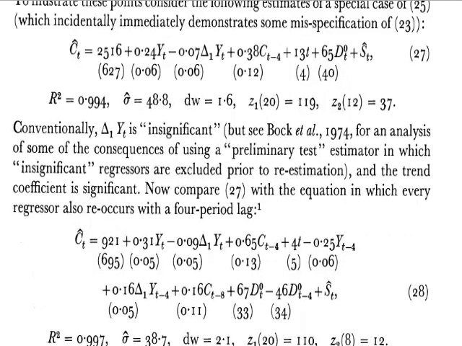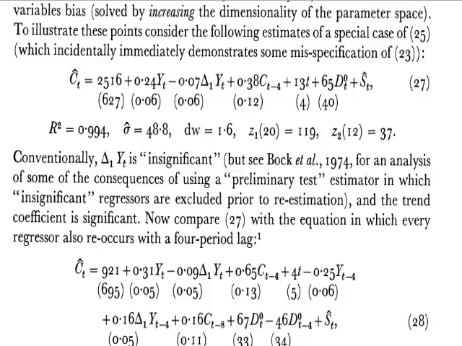Okay, so what's different here? The trend, exactly. So, to illustrate these points, consider the following estimate of a special case of 25, in which this is the same equation as 23, but the trend is there. So, why does 27 immediately demonstrate some misspecification of 23?